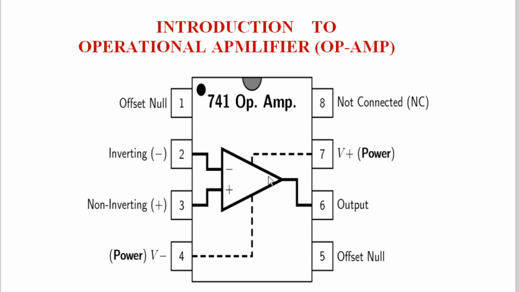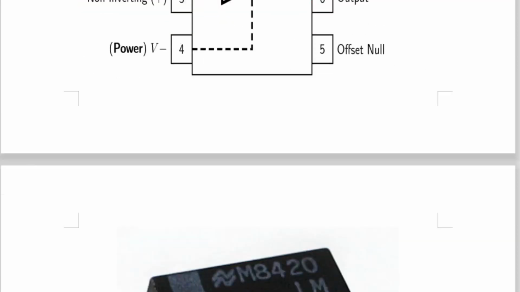So pin number 1 and 5 you see over here. We are going to study this in detail, how to go for offset null. Pin number 6 is called the output pin. Pin number 7 is the power supply of the IC, plus VCC, and pin number 8 is not connected. So to balance the symmetry, 4 pins on the left hand side, 4 pins on the right hand side. That is why this IC is an 8 pin. So all of you know that now. The triangle is the symbol of operational amplifier, whatever its number.